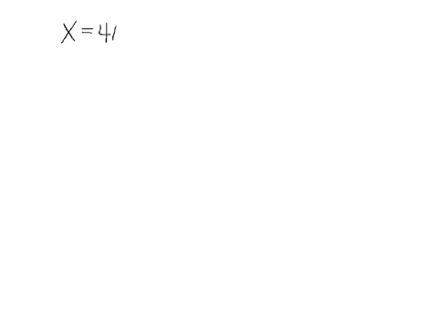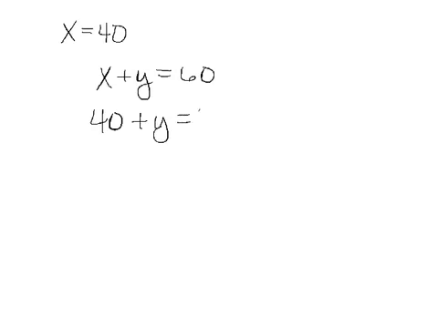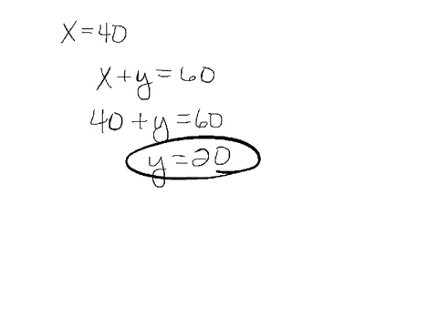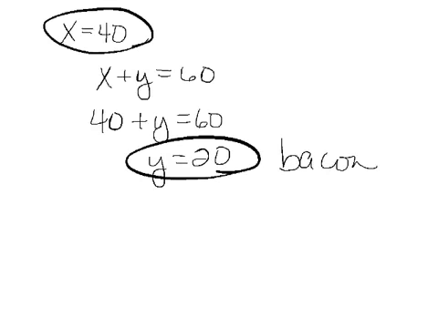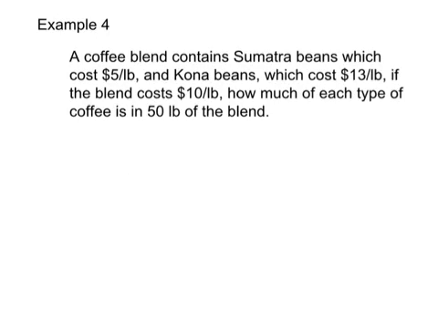x equals 40 goes back into one of the two equations. I'd pick the easiest one. Replace or substitute. y equals 20, which is your bacon. So we need 40 pounds of beef and 20 pounds of bacon to make our dog food.